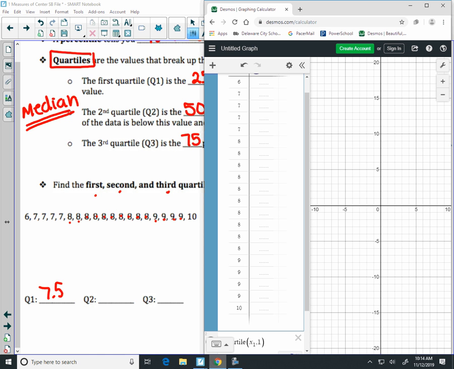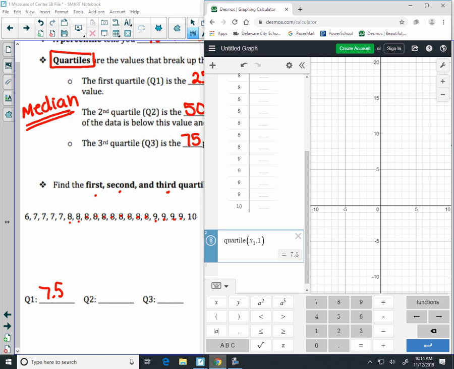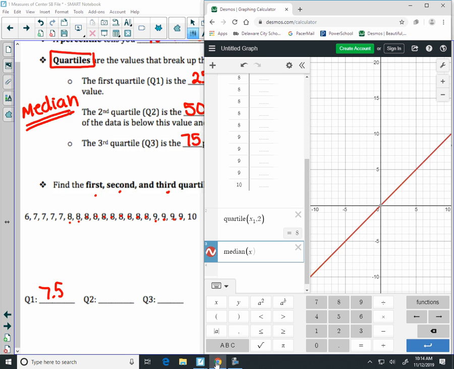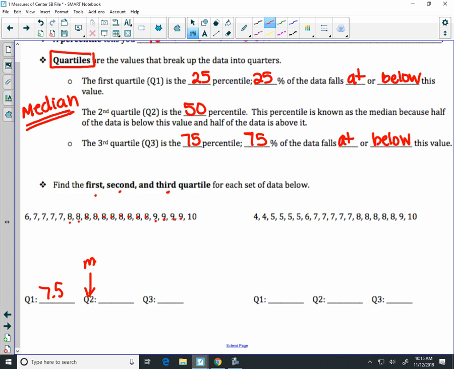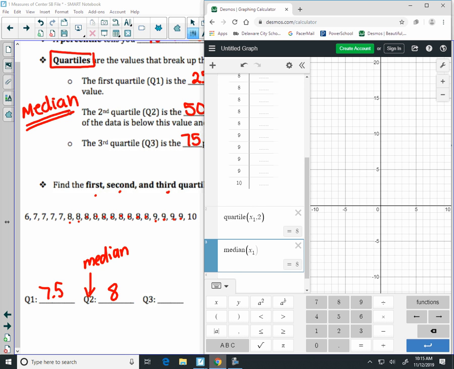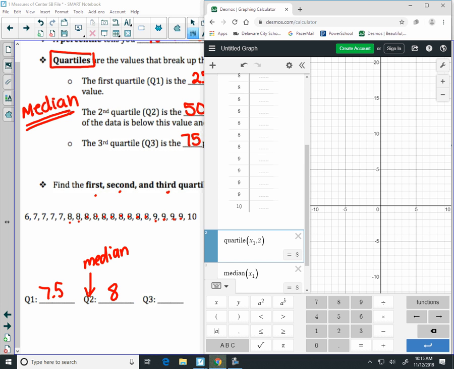You can do this for second quartile. You can just clear out that 1 and put in a 2. You should get the same thing though if you ask it to find the median, because the median is the same as quartile 2. Again, this is also the median. But since we already have quartile in there, you can absolutely do that. And then I'm just going to keep clearing that quartile number out and put in a 3. I got 8, and I got 8.5.